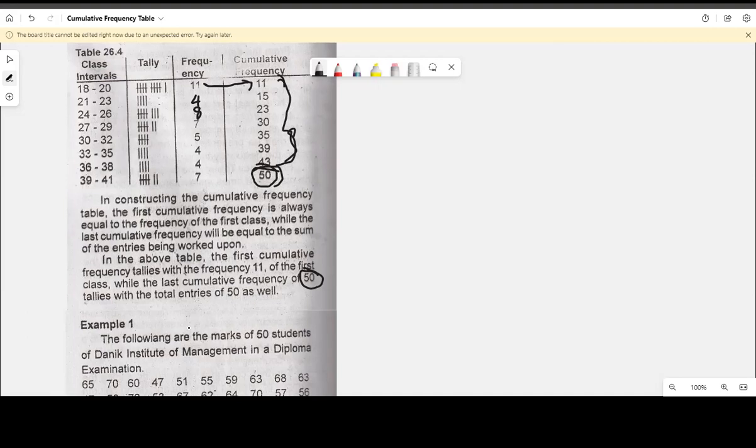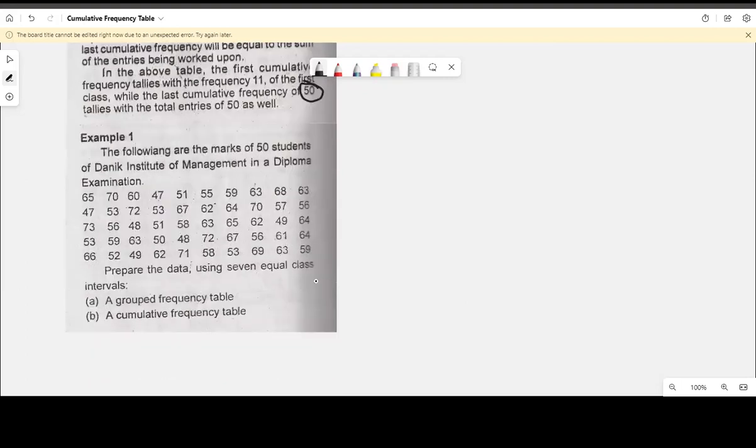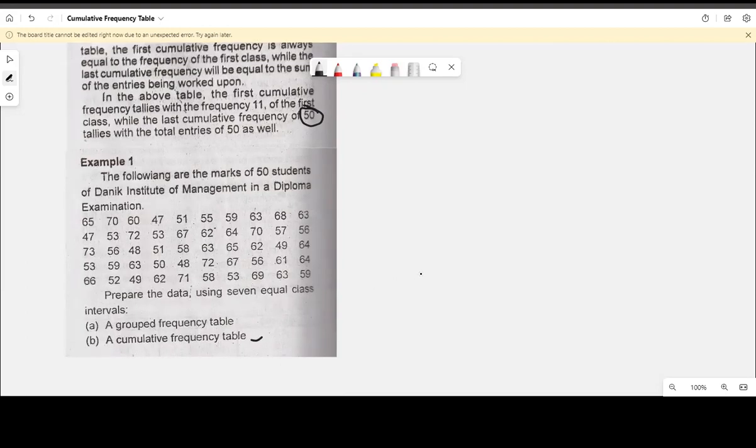Now we have an example here. It says the following are the marks of 50 students of Danik Institute of Management in a diploma examination. Prepare the data using 7 equal intervals. In other words, we're going to prepare a frequency table, then also get the cumulative frequency table.